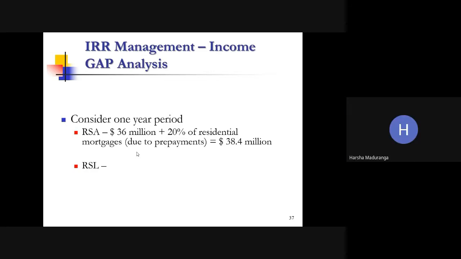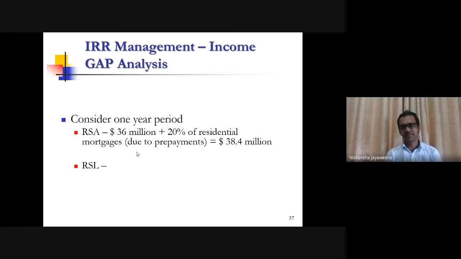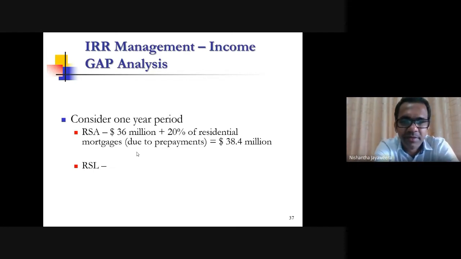Fix the rate at the lower market rate. Get out from the floating rate borrowing and fix the rate at the lower rate. So then what would happen? You will get prepayments.